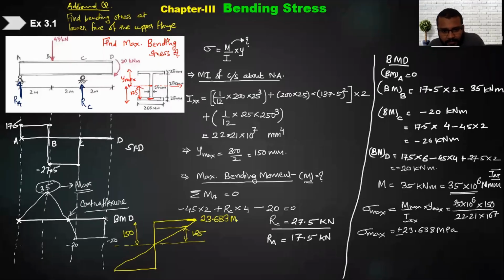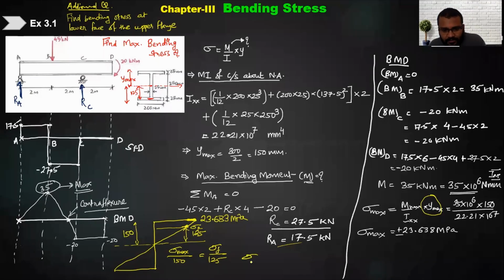The maximum value is 23.683 MPa. So how much will it be at the lower flange? Sigma for flange, sigma f. So can I write sigma maximum upon maximum y, which is 150, is equal to sigma f upon 125. Otherwise, in this particular formula, instead of y maximum you will put whatever the required value of y is, 125. It will give the same answer, right?